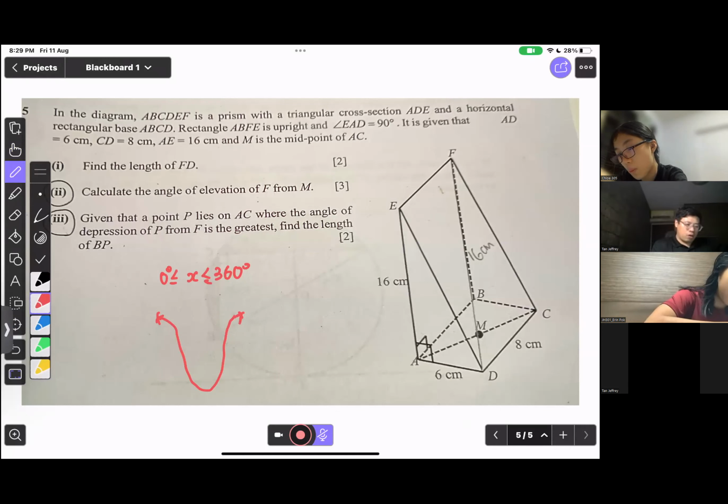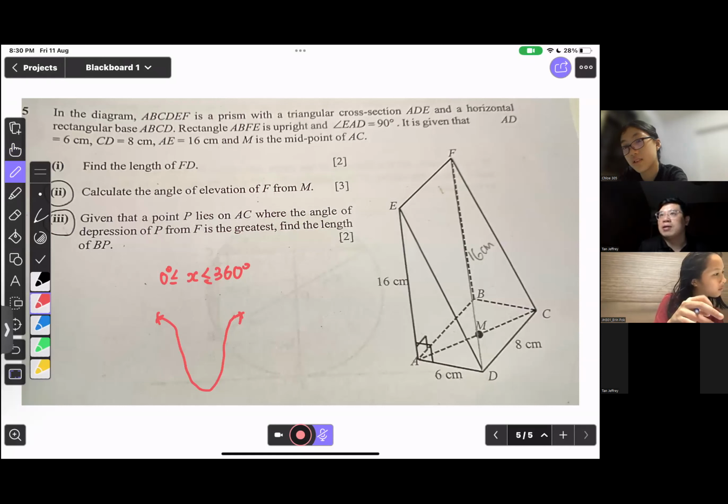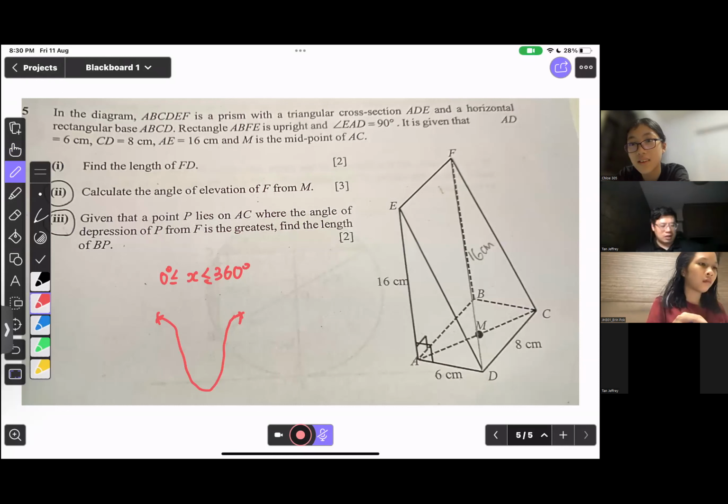This is time prep 4, question 2. So if we have any questions, you can send me. I'll just send to the group. If you want to just listen quietly, also can, no problem.